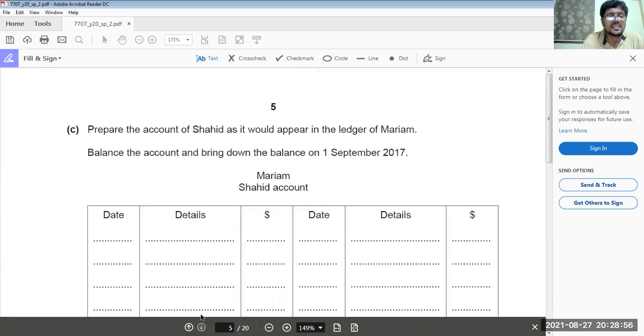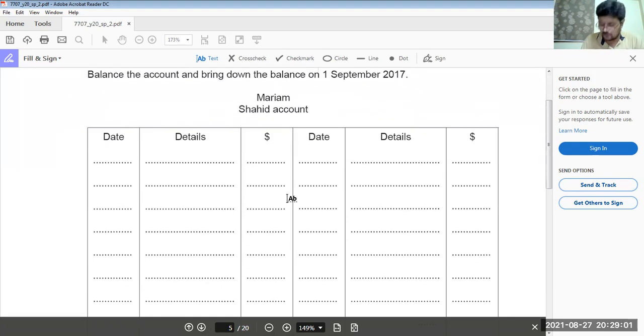Now move to 1C. Prepare the account of Shahid that would appear in the ledger of budget. The account is always made in the question. I'm getting my point clear. The account is always made in the question. The year is 2017. Okay. On August 1, balance brought down $520. The account is almost made, but you just have to take out the closing balance.